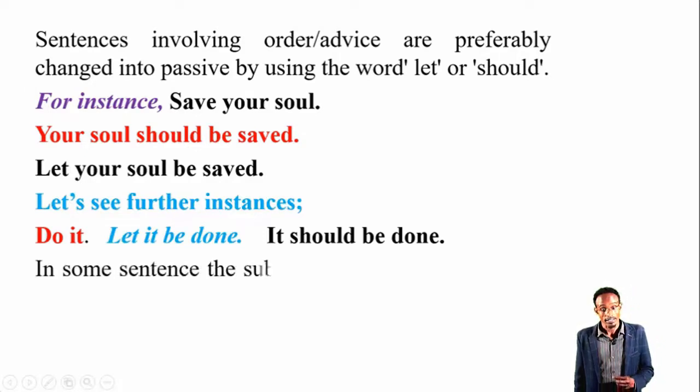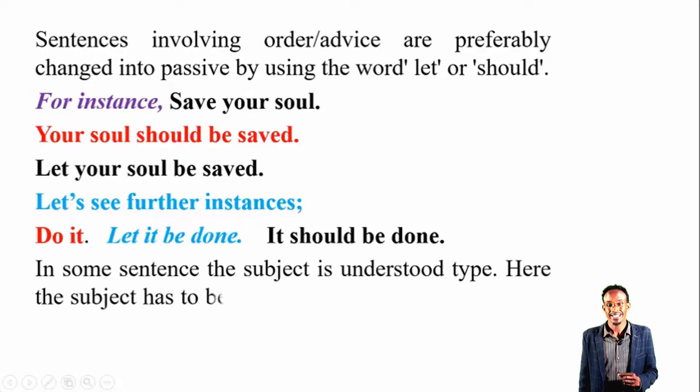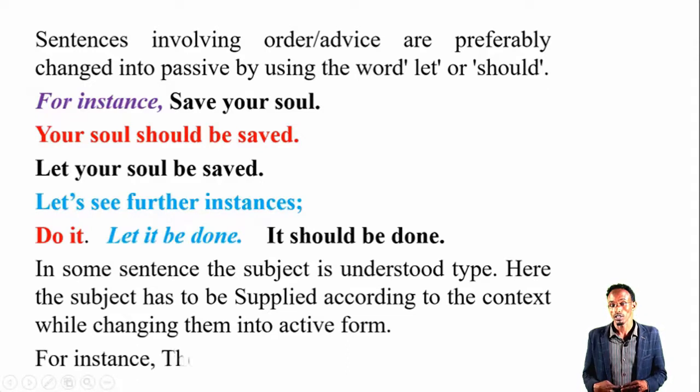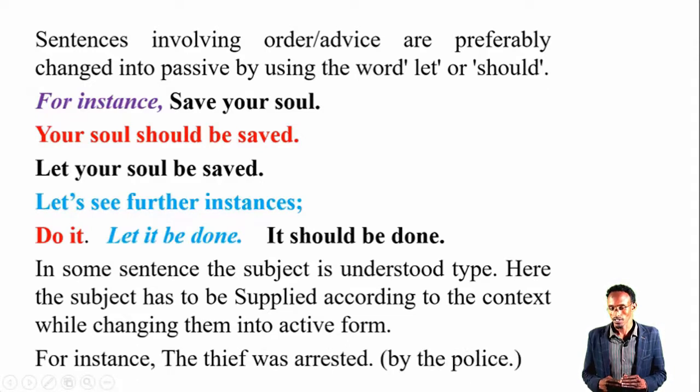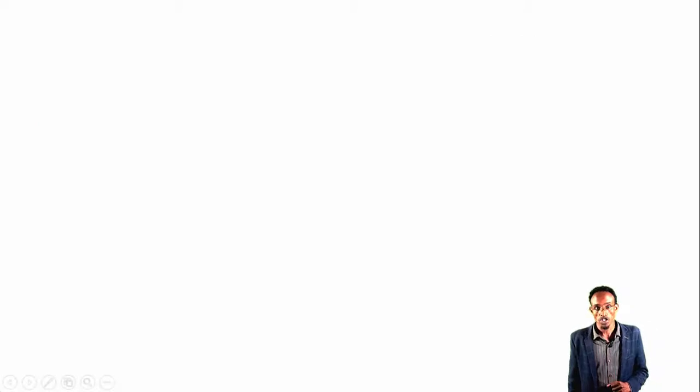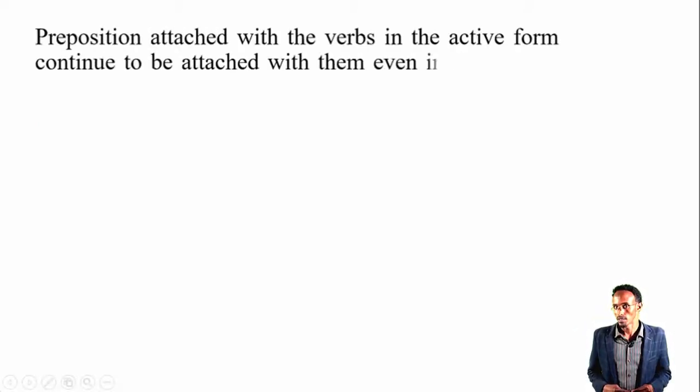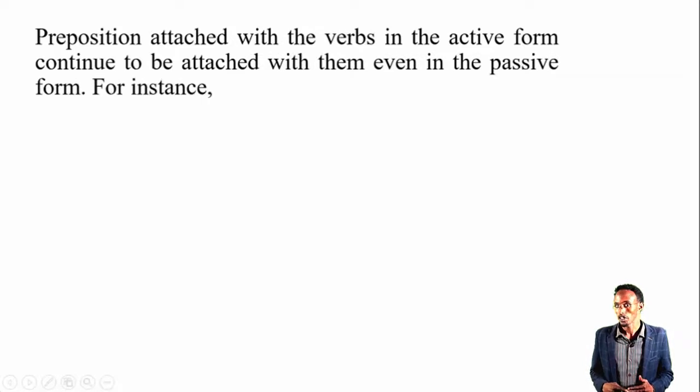In some sentences the subject is understood. Here the subject has to be supplied according to the context while changing them into the active form. For instance, the thief was arrested by whom? By the police. Prepositions attached with the verbs in the active form continue to be attached with them even in the passive form.